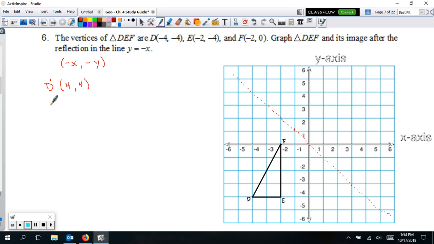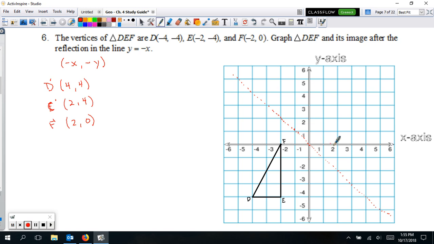I'll plot them after I'm done here. So next one's E, not C. So E prime, and that's negative 2, so it's going to be just positives now. So positive 2, positive 4. So 2, comma 4. And for F, F prime. This one's going to be positive 2 and 0. So 2, 0 on that one.